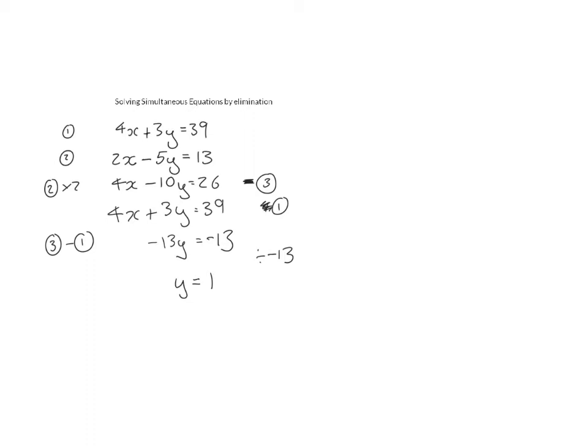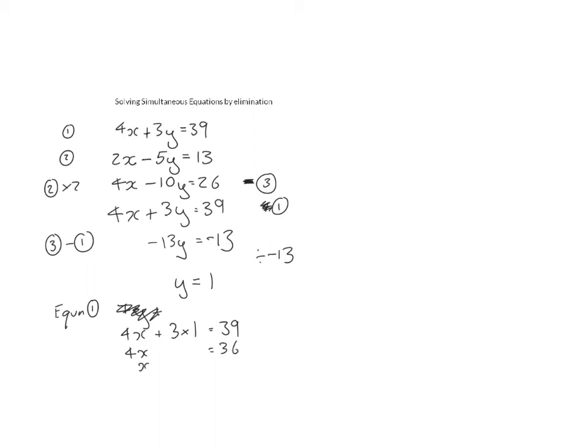I then need to find out what x is, and this is where this method is slightly slower at finding what x is. I now have to use equation 1 to find out what x is. So equation 1 says 4 times x plus 3y, and y is 1, equals 39. So I've now got 4x plus 3 times 1, because y is 1 and I'm just using the top equation, equals 39.